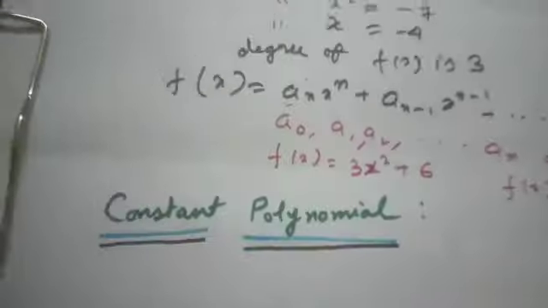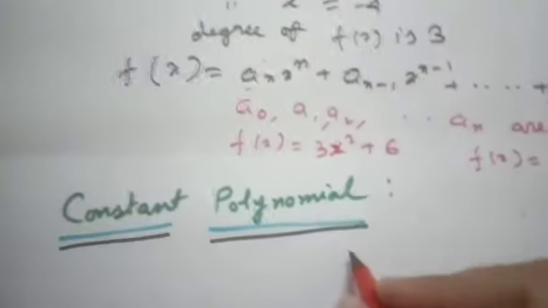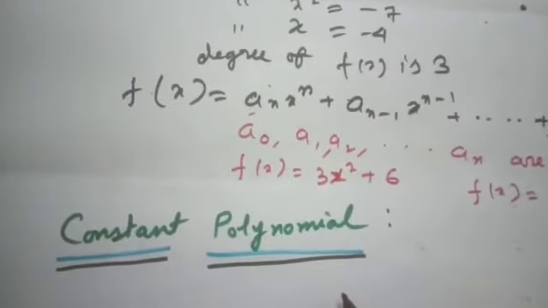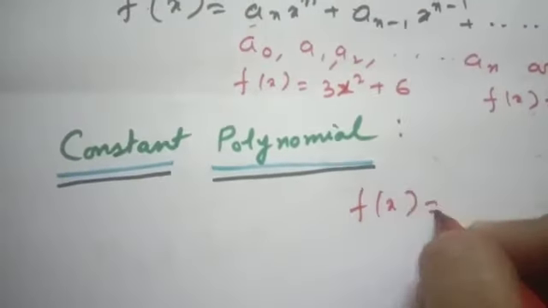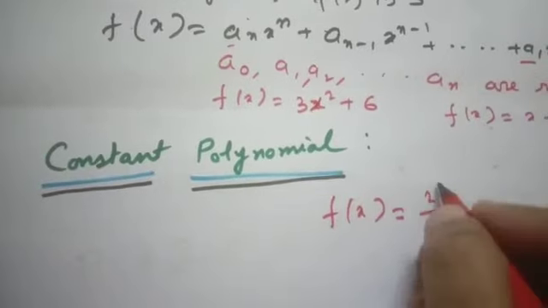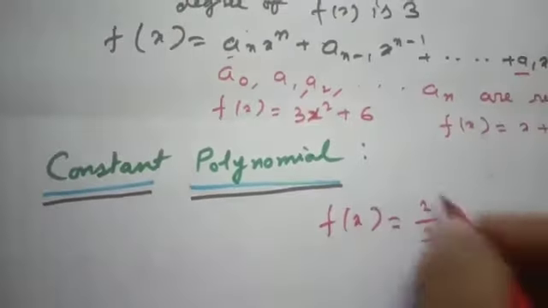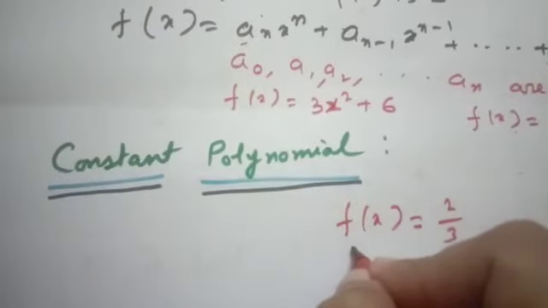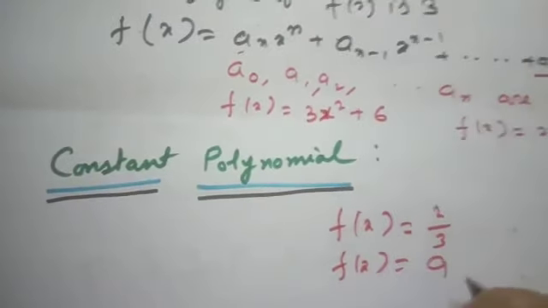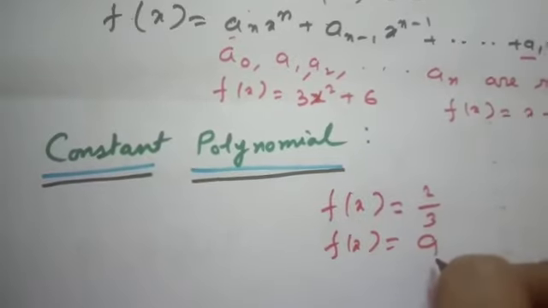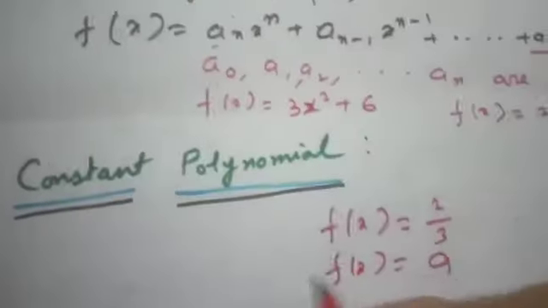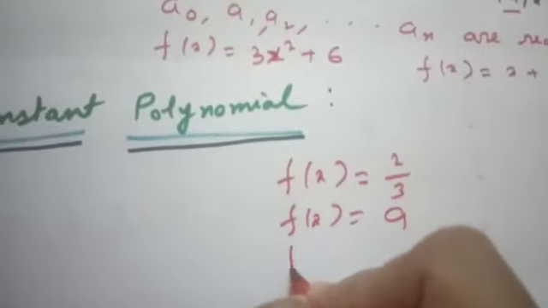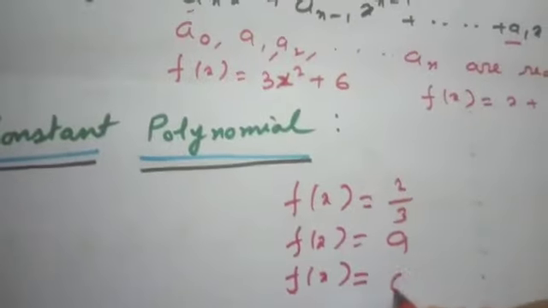Now we define constant polynomial. If the degree of the polynomial is 0, then it is a constant polynomial. Let's see an example. Suppose f(x) equals 2 by 3. Here 2 by 3 is a constant term, so it is a constant polynomial. Let's see another example. f(x) equals 9. Here 9 is a constant term, so it is a constant polynomial. Let's see another example. f(x) equals 0.